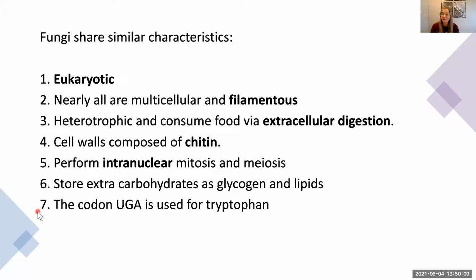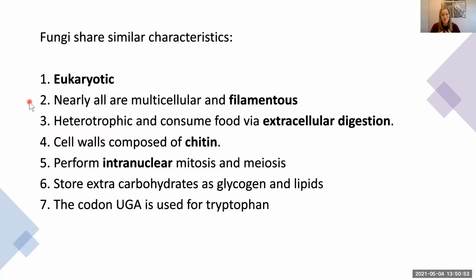Fungi have seven characteristics that make them fungus. So the first thing they need to be is eukaryotic. You remember that vocab word from 211. Eukaryotes have membrane-bound organelles in their cells. So fungi have nuclei, they have mitochondria, they have endoplasmic reticulum, they have all of that good stuff. So they are eukaryotic. Almost all of our fungi are multicellular, except for yeasts. Yeasts are weird. But most of them are multicellular and their bodies are made of filaments. So we describe them as filamentous.